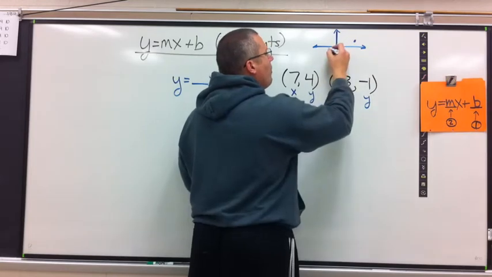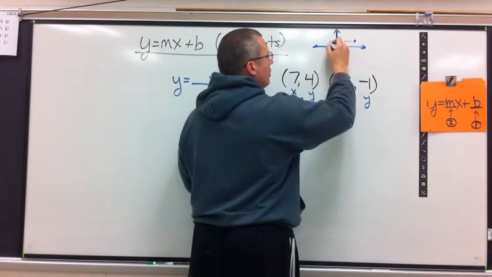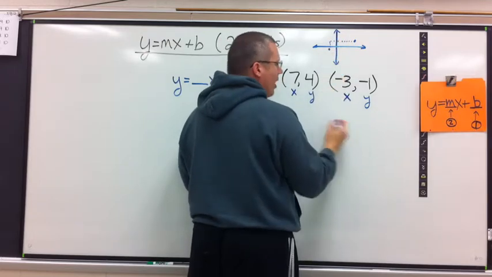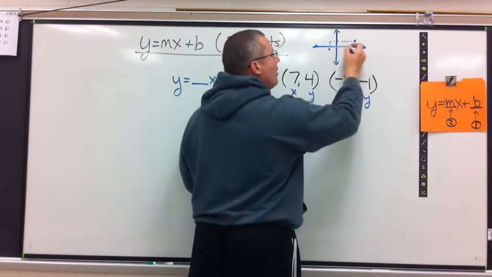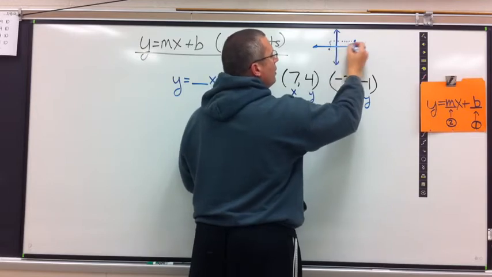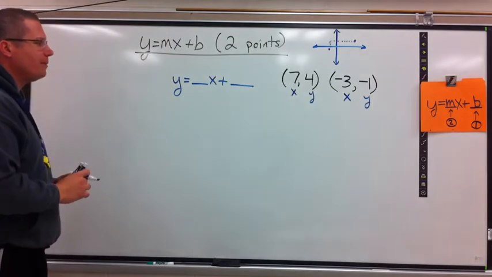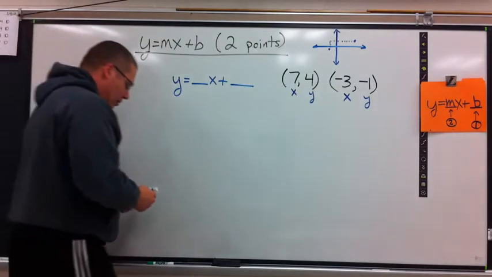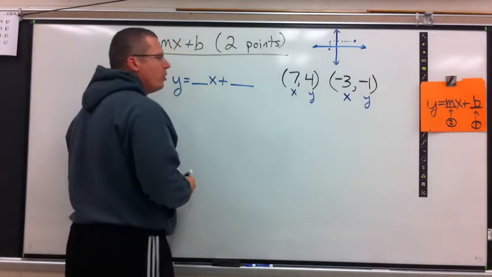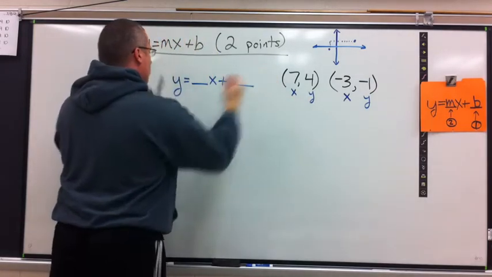I could figure out what my slope is, how many up, how many over. I could figure out where it crosses the y-axis, probably in here somewhere in the middle. So I can do this with graphing, but can we do it with algebra? I'm going to take what I know how to do so far. I have two ordered pairs and somehow I have to get here.